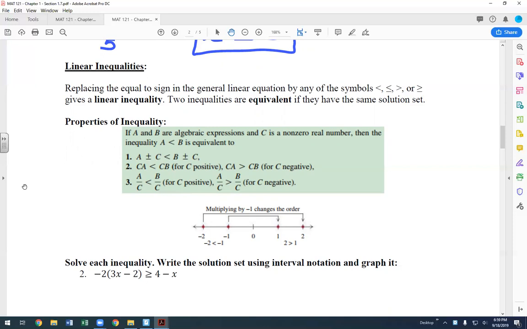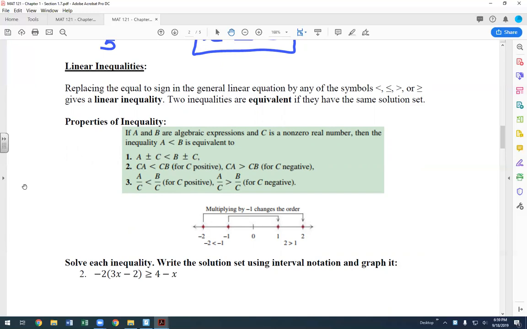Robert? Isn't it if you divide by a negative, the sign has to flip? And multiply also. So if you multiply both sides of your inequality by a negative number, the direction of your inequality symbol has to change. Same thing with division. If you divide both sides of your inequality by a negative number, the direction of your inequality symbol has to change.